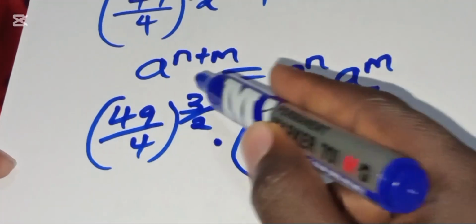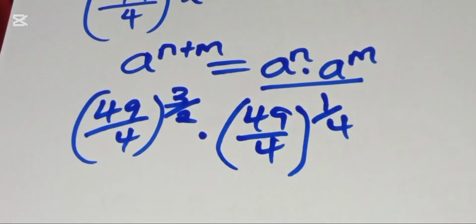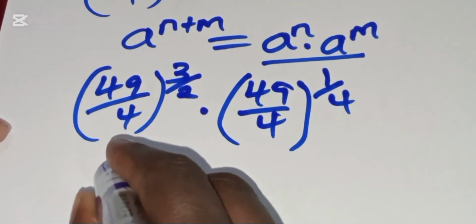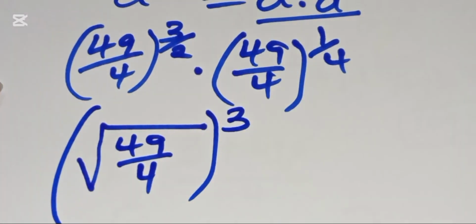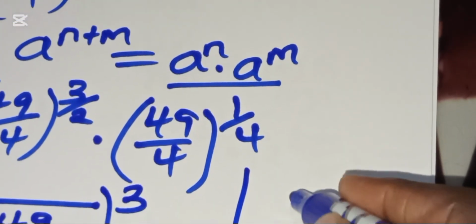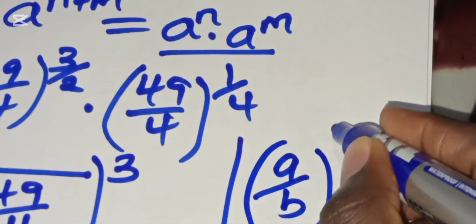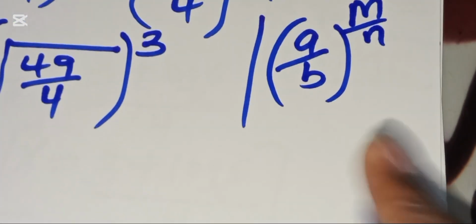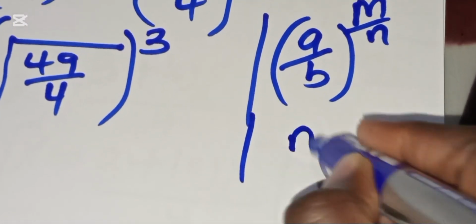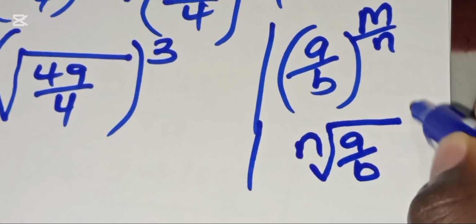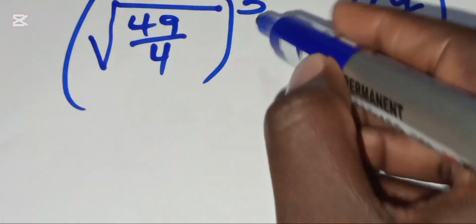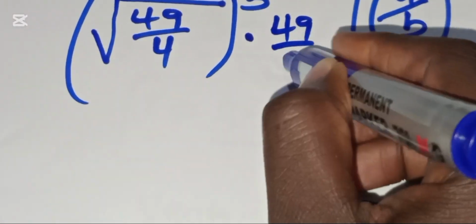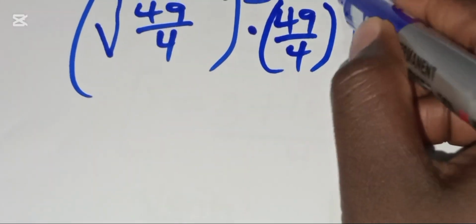Now from what we have here, 49 divided by 4 raised to power 3 over 2, we can express this as the square root of 49 divided by 4 raised to power 3. Basically, if you're given a divided by b raised to power m divided by n, this can be expressed as the nth root of a divided by b raised to power m. This is the property that we're applying here. And then we multiply this by 49 divided by 4 raised to power 1 over 4.